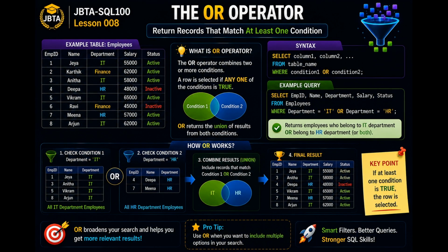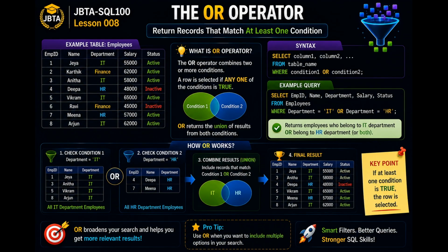In the previous slide, we learned about the AND operator. We discovered that AND returns a row only when all conditions are true. Now let's learn another very useful operator called OR. The OR operator works differently. With OR, a row is returned if at least one condition is true. In other words, the record doesn't have to satisfy every condition. Satisfying just one condition is enough.